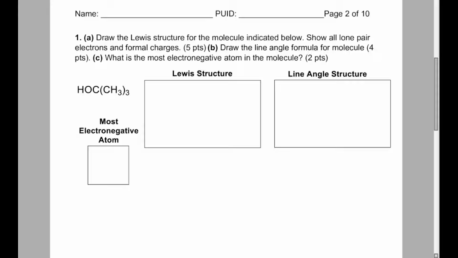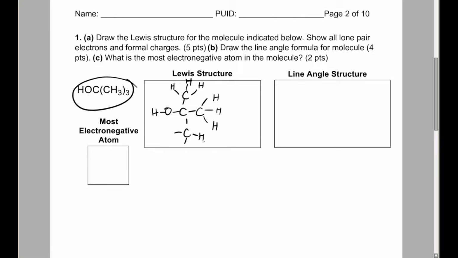So we can start off with the Lewis structure. What's nice about this molecular formula that's given is that all of the important functional groups are already grouped together, so we can just go from left to right and draw it out. And we need to keep in mind that carbon can only form 4 bonds because that's a full octet, and we have to draw in the lone pairs.